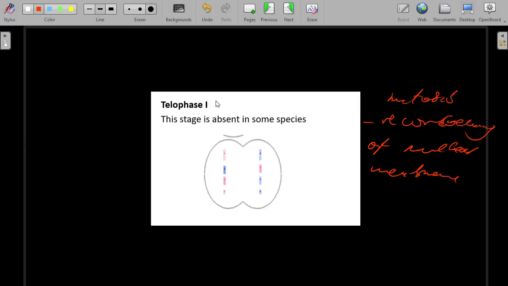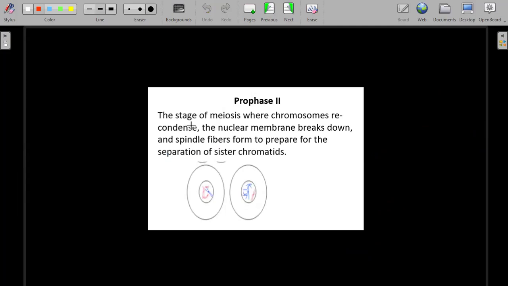Then from there, instead of going to cytokinesis directly, what is going to happen in meiosis, unlike in mitosis, is that it is now going to go to the second phase of your meiosis. So it's going to go to meiosis 2. Here you start again. So you are going to go to prophase 2. In prophase 2 of meiosis, the chromosomes will condense.